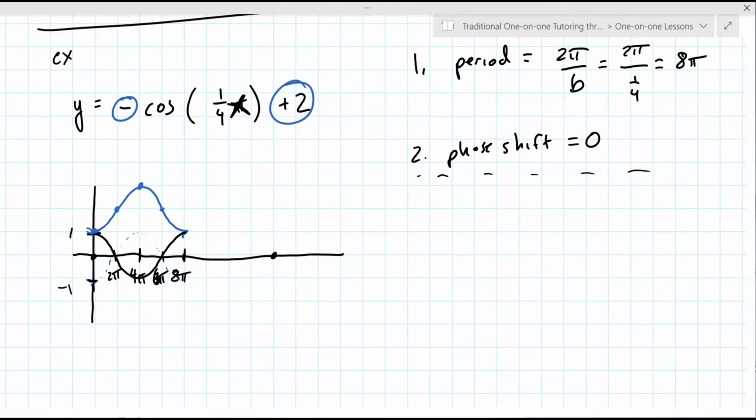Okay, so that takes care of this, but then we can go out one more period. That gets us out to 16 pi, find the midpoints, 12 pi, 10 pi. And I call these jumps. The jumps are always the same. We'll talk about that with maybe some harder problems, but it's going to have the same shape. It's going to go up, up, down, down, like that. Gotcha.